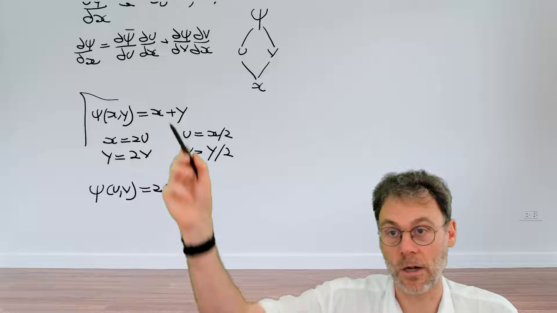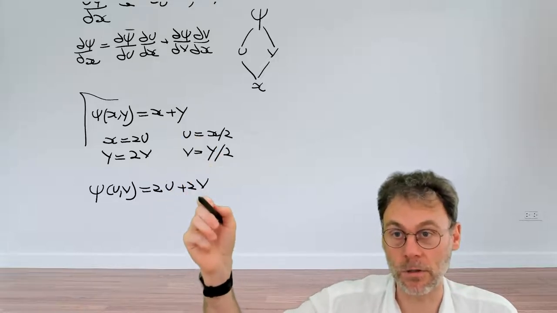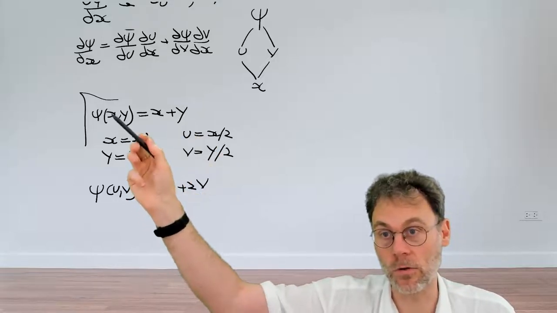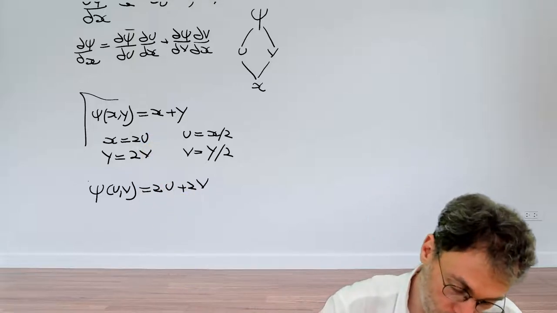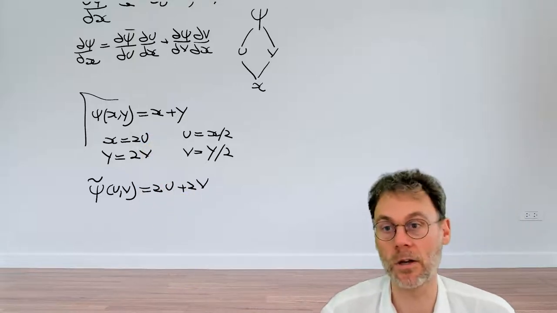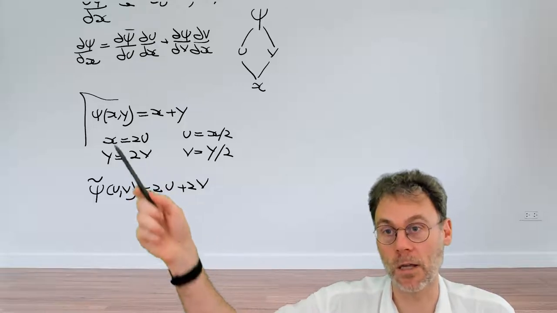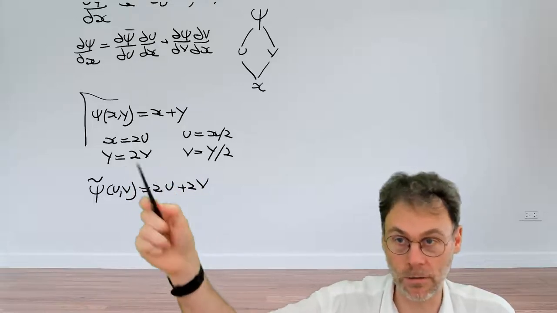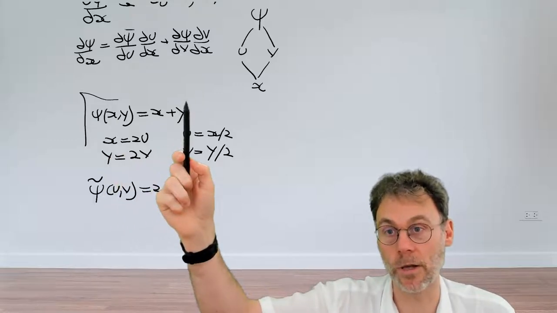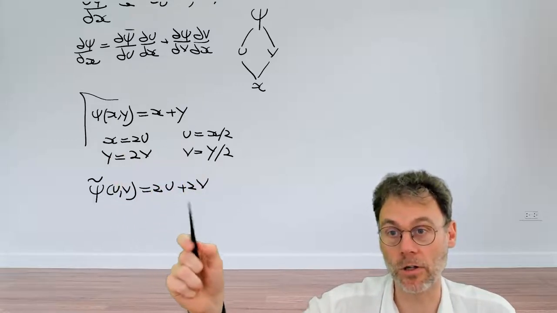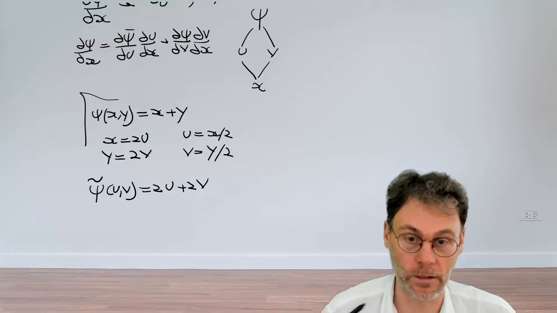So these things are related, they're similar, but they're not exactly the same. In order to underscore that difference between these two objects, we're just going to write a tilde above here, just to illustrate that psi and psi tilde are related through these equations. But fundamentally, they're different because this is a function that depends on x and y, and this is a function that depends on u and v.